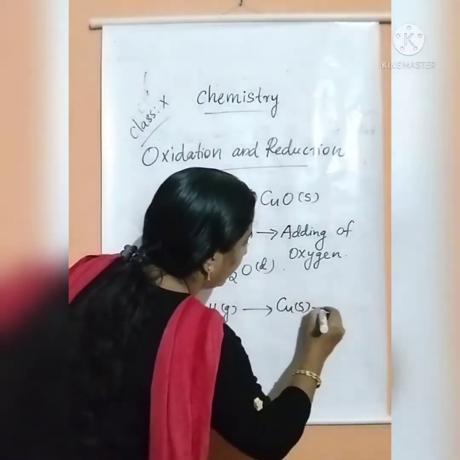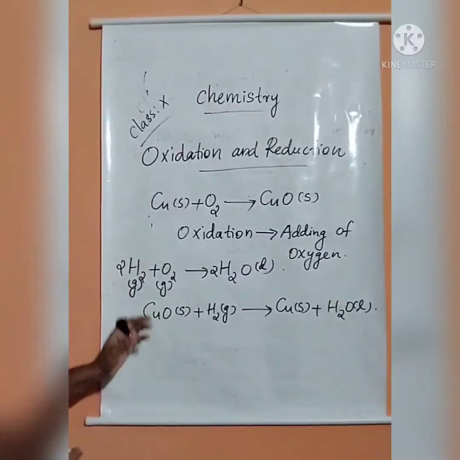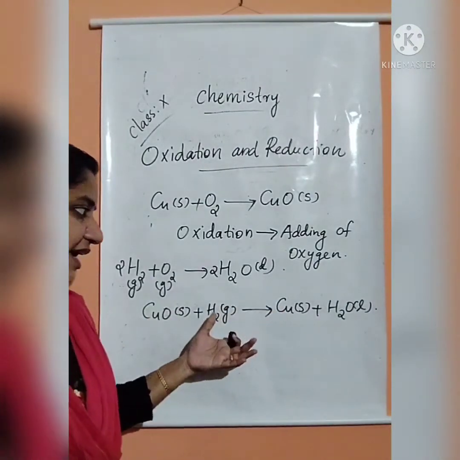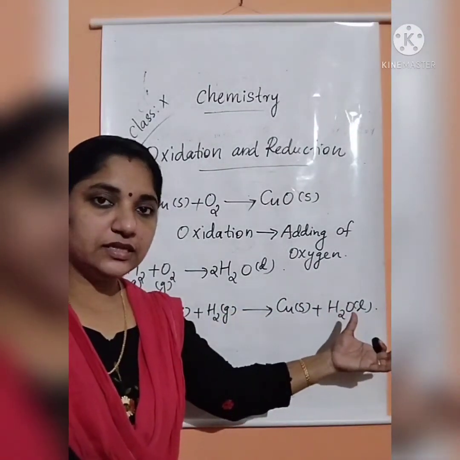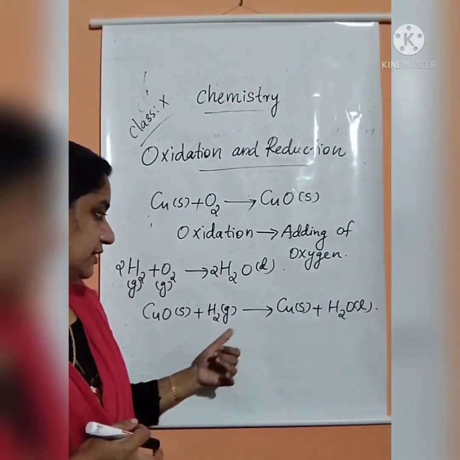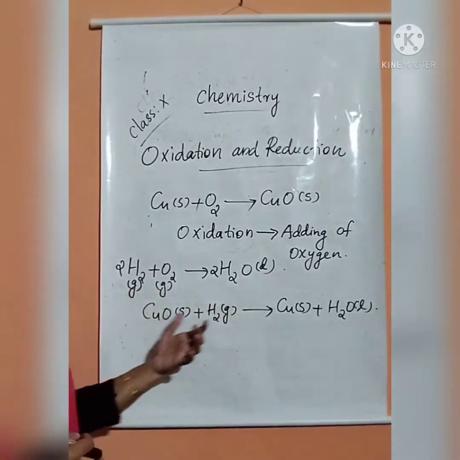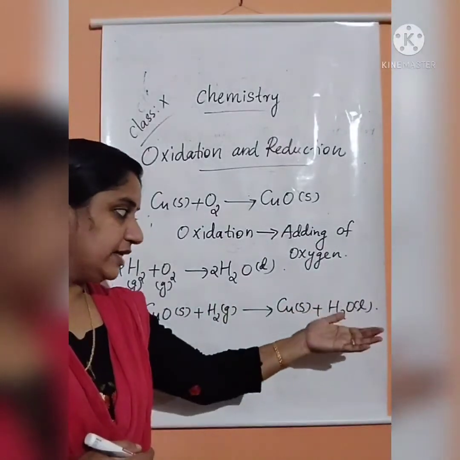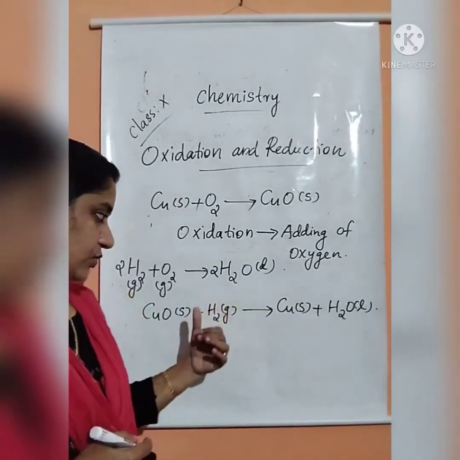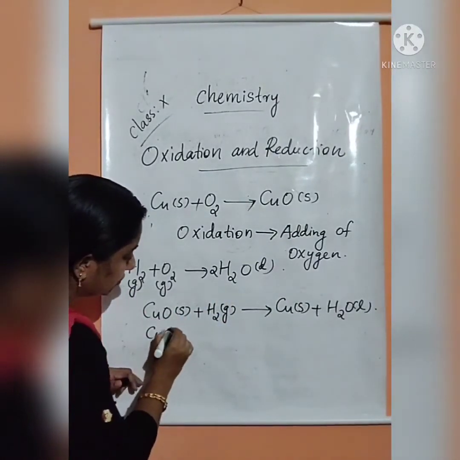Copper plus water is formed. Copper loses its oxygen and hydrogen is added with the oxygen. The reverse reaction takes place in this reaction, that is removal of oxygen. Copper loses its oxygen and hydrogen accepts that oxygen.